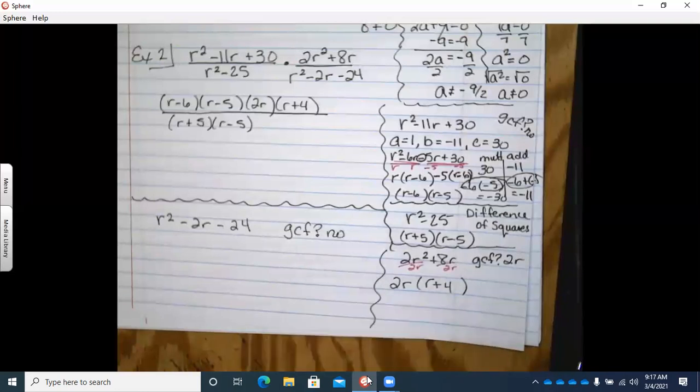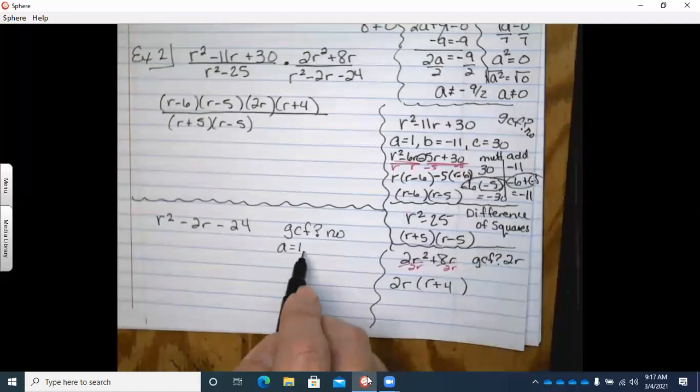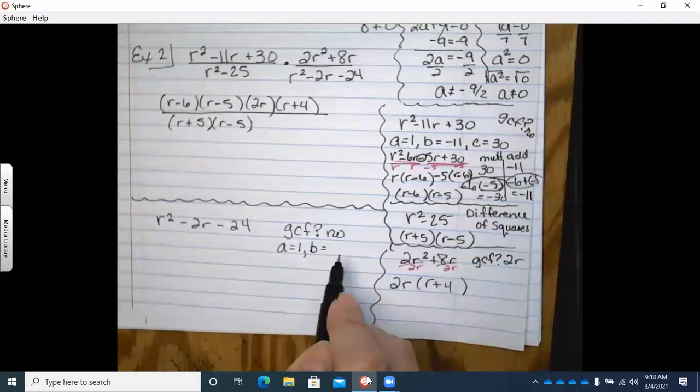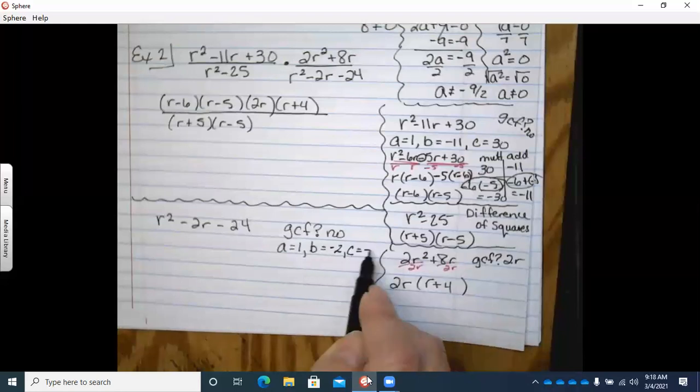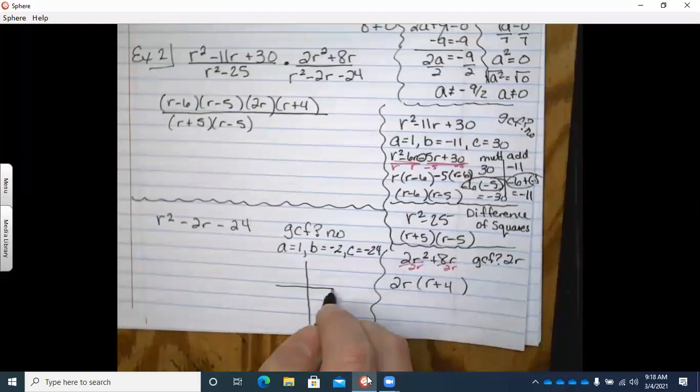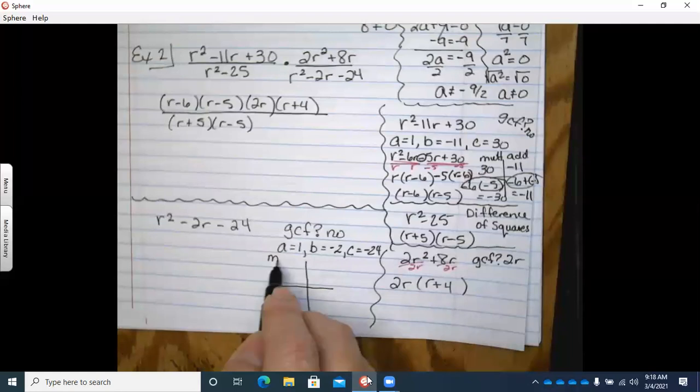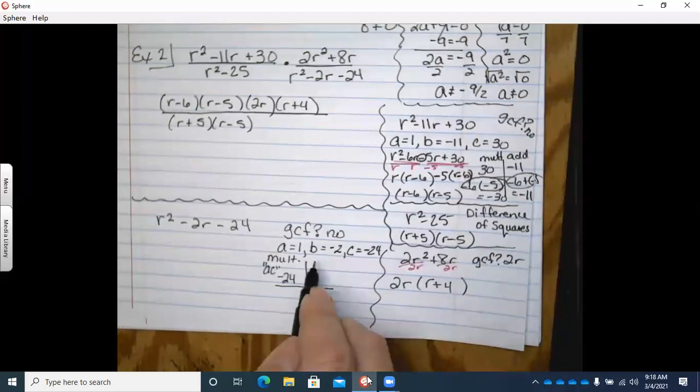What is A equal to? 1. What is B equal to? -2. What is C equal to? -24. Make our little T-chart. A little more room now. On the left side, I need 2 numbers that multiply together to give me A times C. What is A times C? -24. And I need 2 numbers that add to give me B, which is -2.